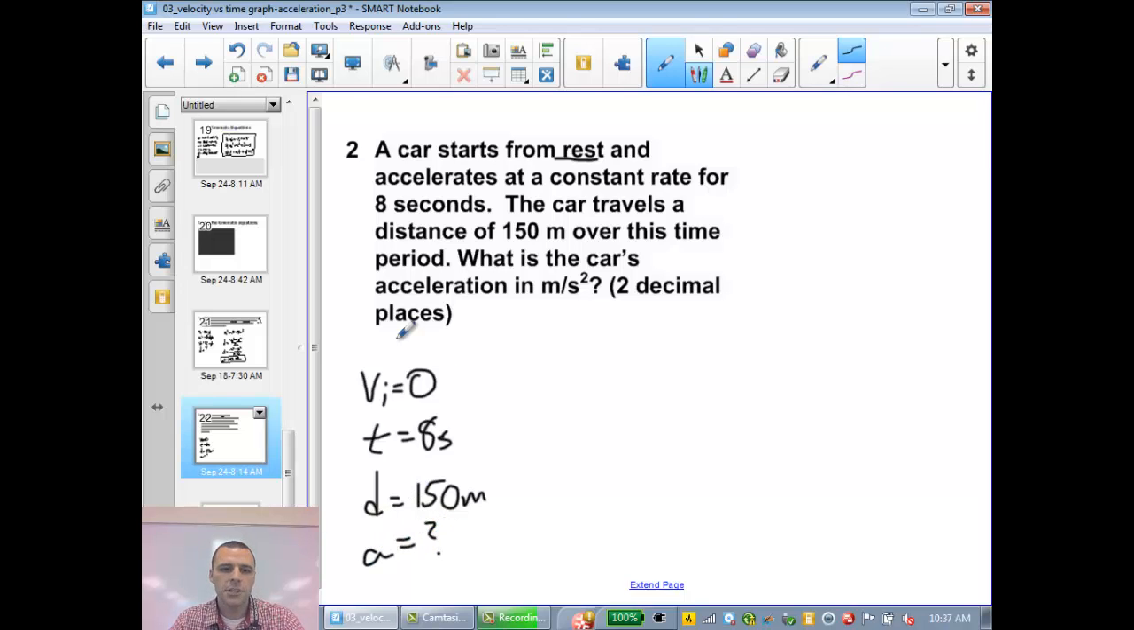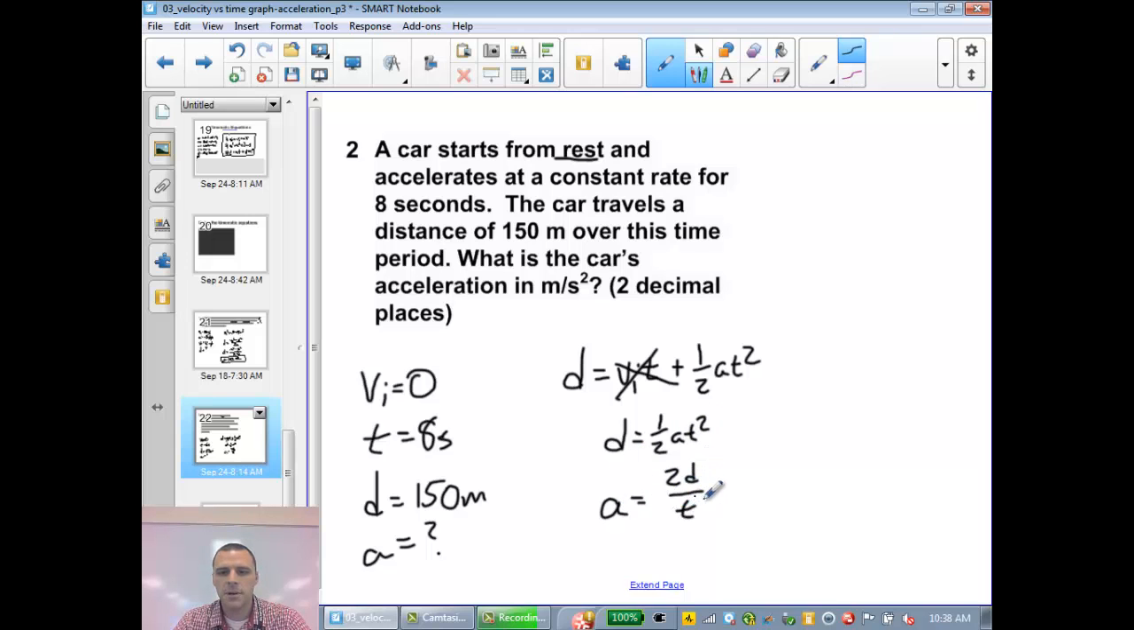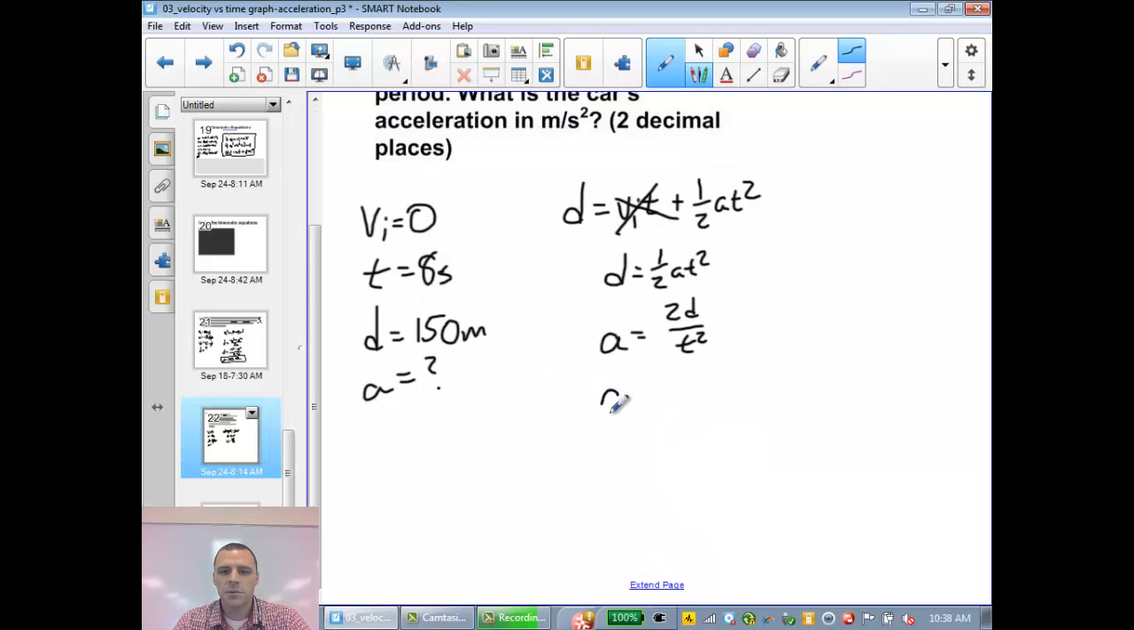If we look at the things that we're given, vi, t, d, and a, the best match for this is our equation number 3, d equals vi t plus 1/2 a t squared. And because the initial velocity is 0, this first term goes to 0 because 0 times 8 is still 0. So we're left with the equation d equals 1/2 a t squared. If we solve that for acceleration, we end up getting 2d divided by t squared. And we can plug in the numbers: 2 times 150 divided by 8 squared.